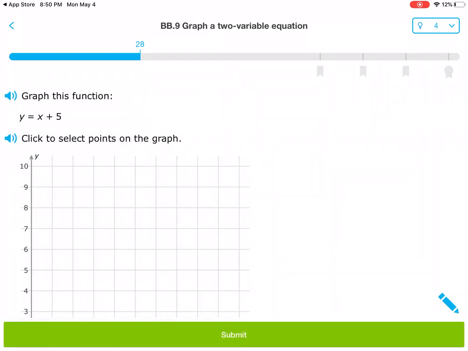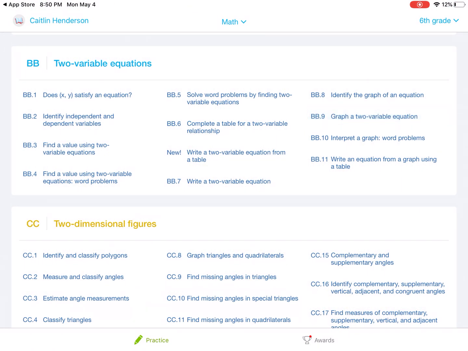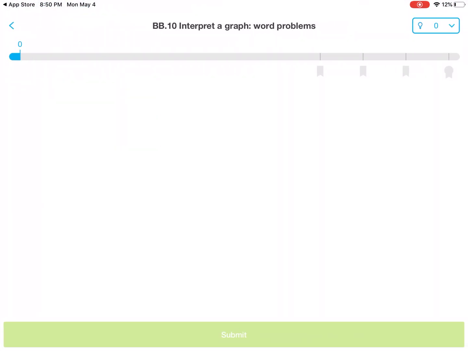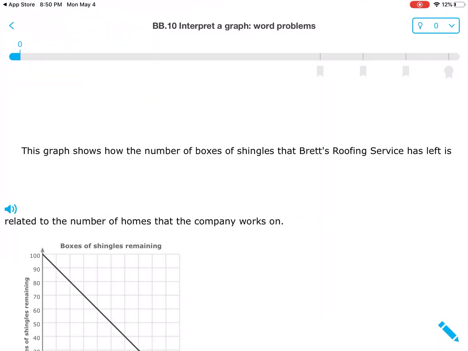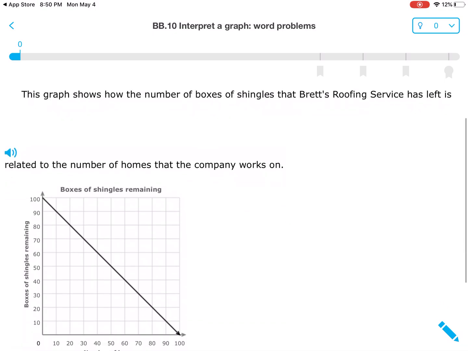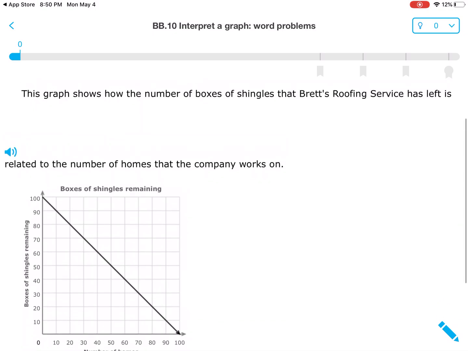Okay? So that is what you guys are doing today. If you have any questions, please let us know. And good luck. And, oh, actually, we're not done. I'm sorry, guys. We have to go watch BB10, which is interpreting a graph word problem. So sorry. All right, so BB10, I think you guys will like this, and I hope that you might find it to be rather easy.